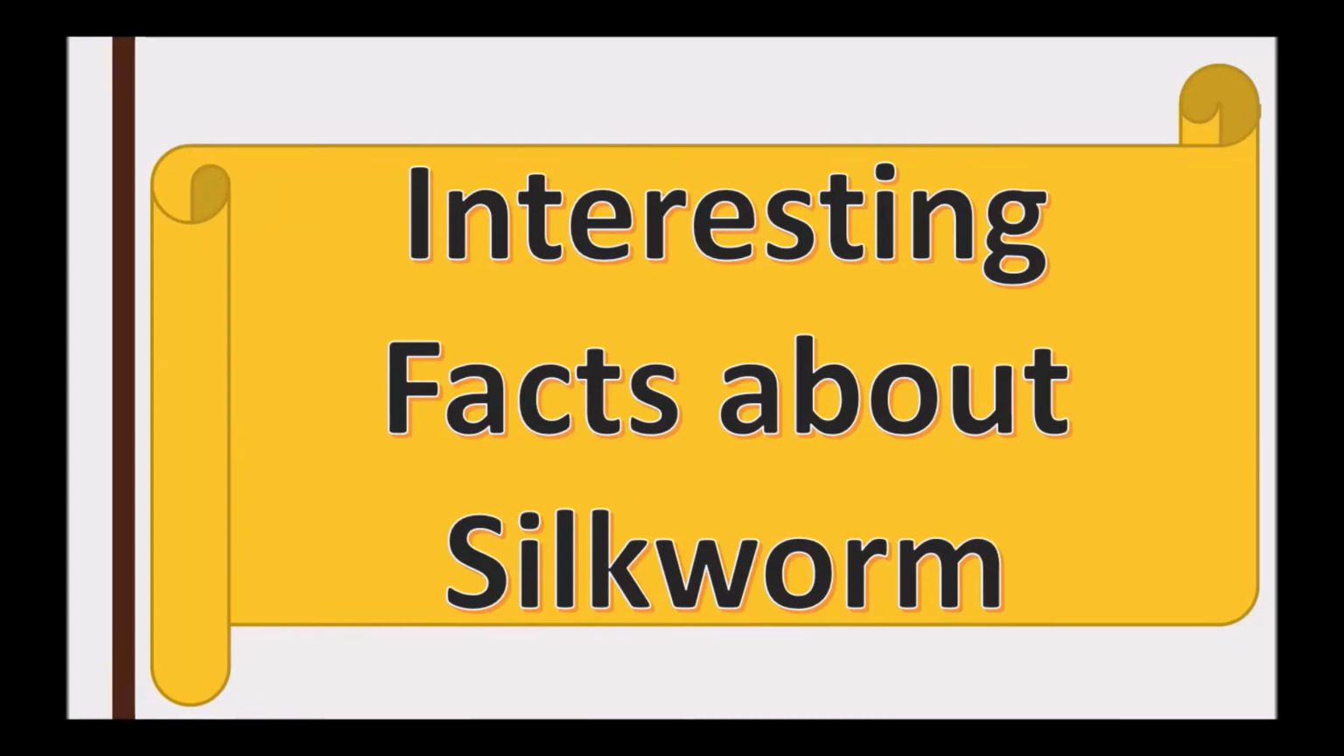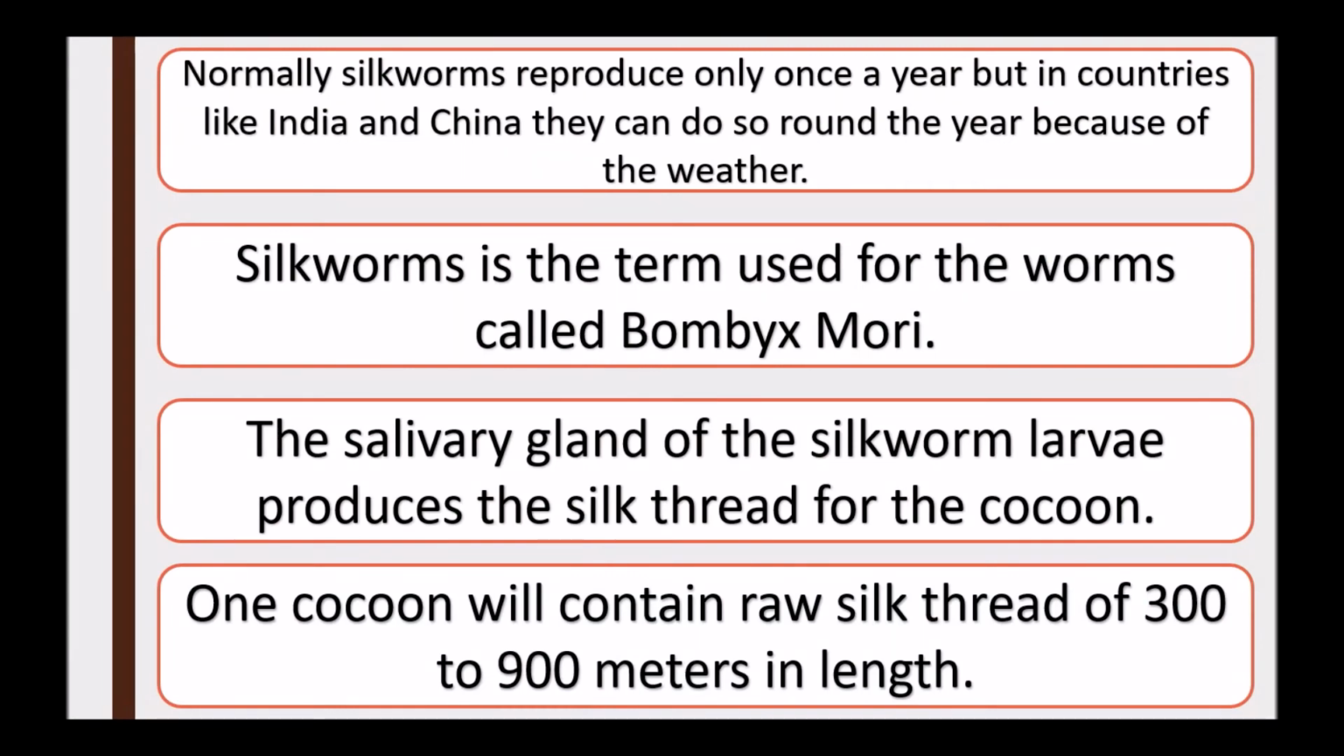Now some interesting facts about silkworm. Normally, silkworms reproduce only once a year, but in countries like India and China, they can do so around the year because of the weather. Silkworm is a term used for the worms called Bombyx mori. The salivary gland of the silkworm larvae produces the silk thread for the cocoon. One cocoon will contain raw silk thread of 300 to 900 meters in length.